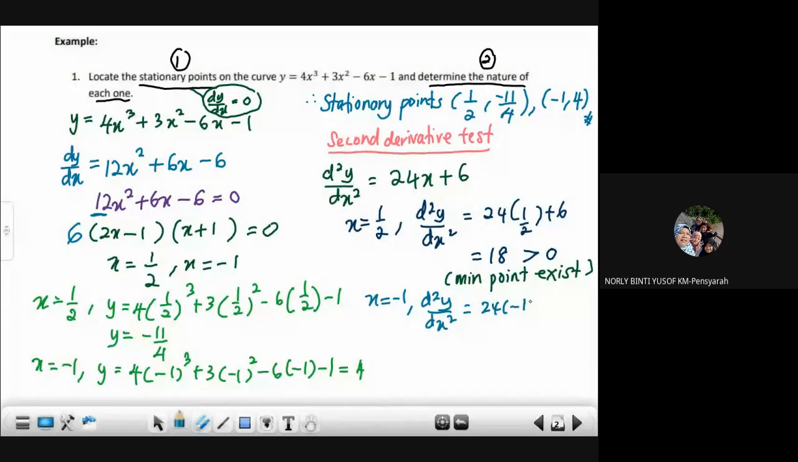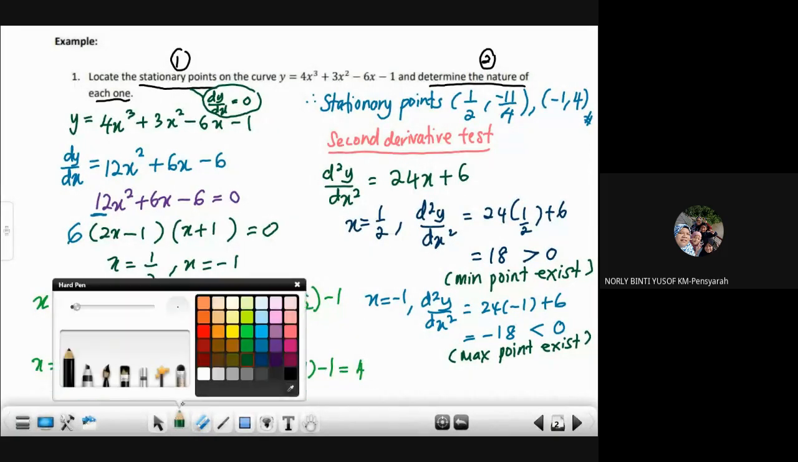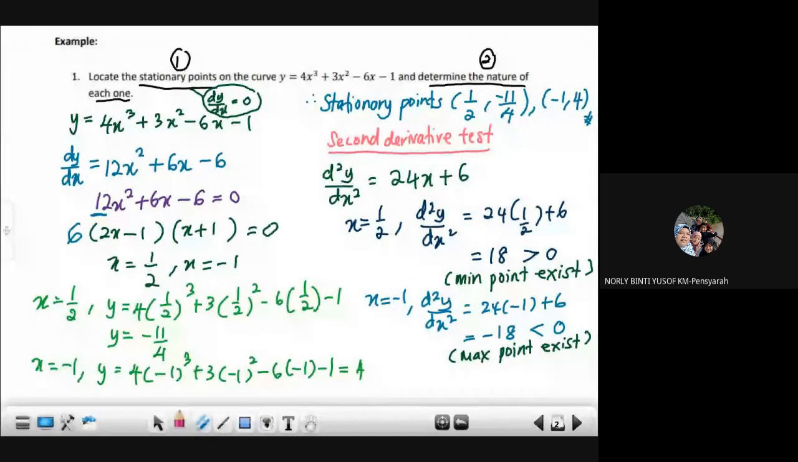24 times negative 1 plus 6, you got negative 18. So negative 18 is negative, so put the symbol of the inequality less than 0. Then do the conclusion: maximum point exists. Okay, that's the way you do the second derivative test. Then you conclude the nature of the point.